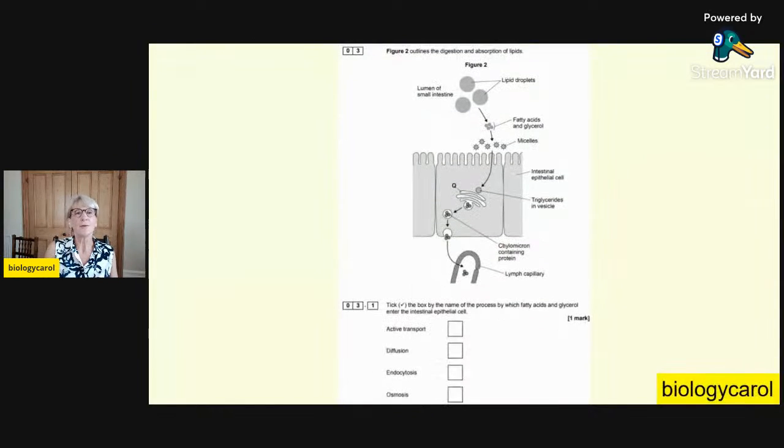Okie dokie. Question 3. Oh, this isn't very nice, or it doesn't look very nice. This is all about the digestion and absorption of lipids, which I have to say is one of the trickier parts of the AS syllabus.